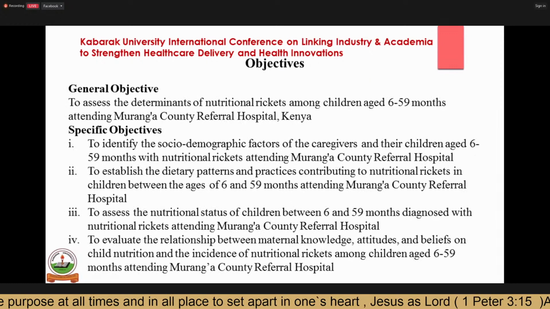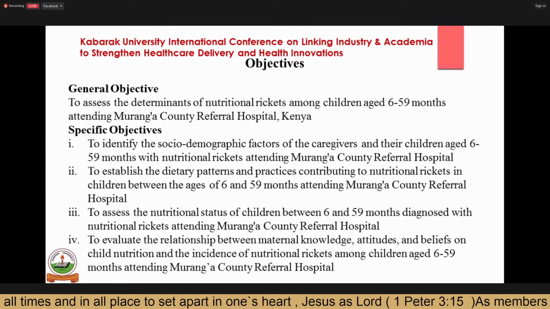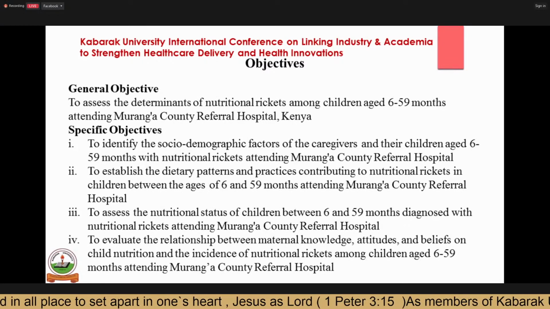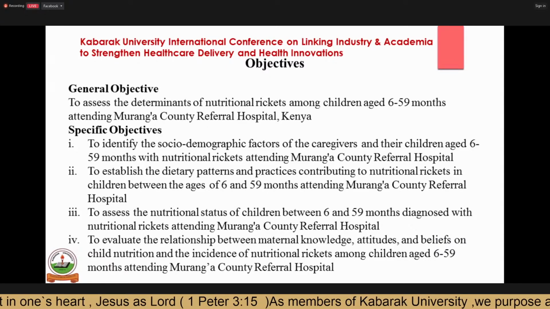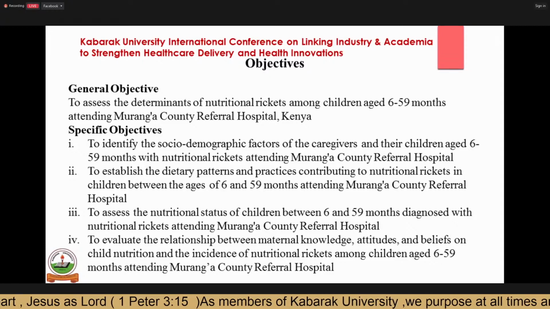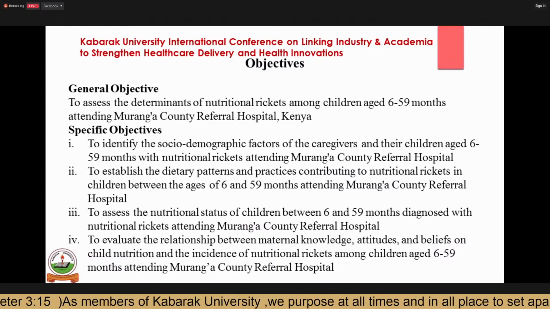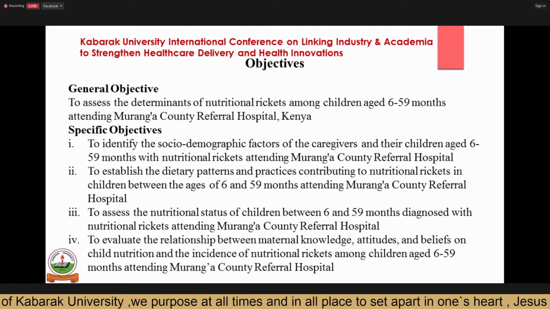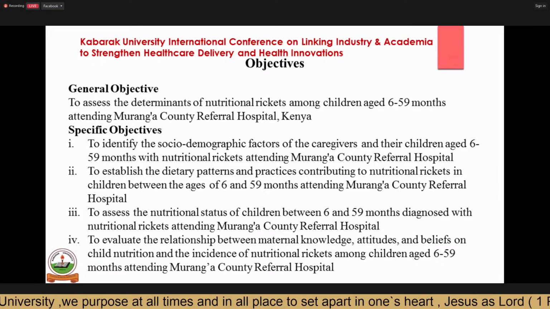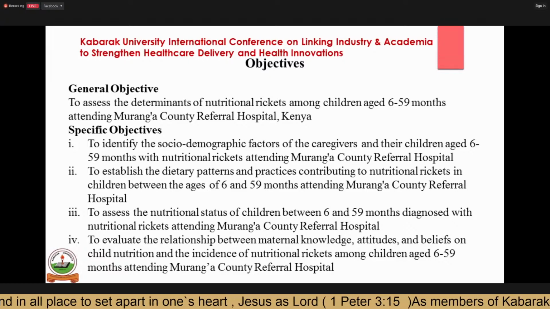The prevalence among children aged 6 in this referral hospital. And the first objective, and children, established and access to nutritional rickets, and the third was, the fourth is to determine the relationship between the knowledge, attitudes, and beliefs, and this child and the incidence of nutrition.